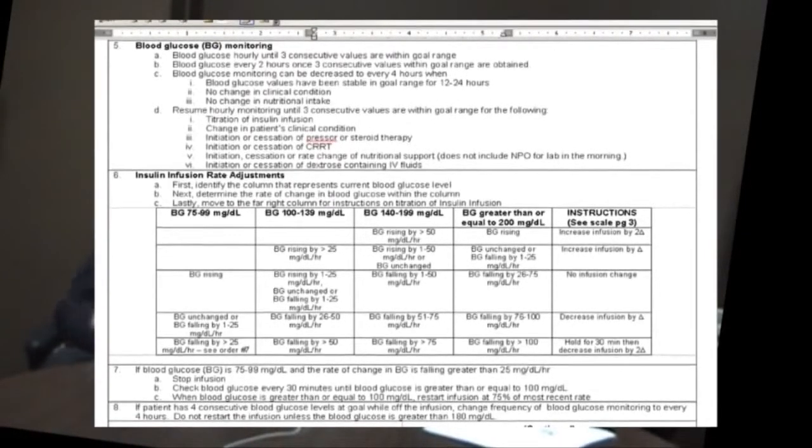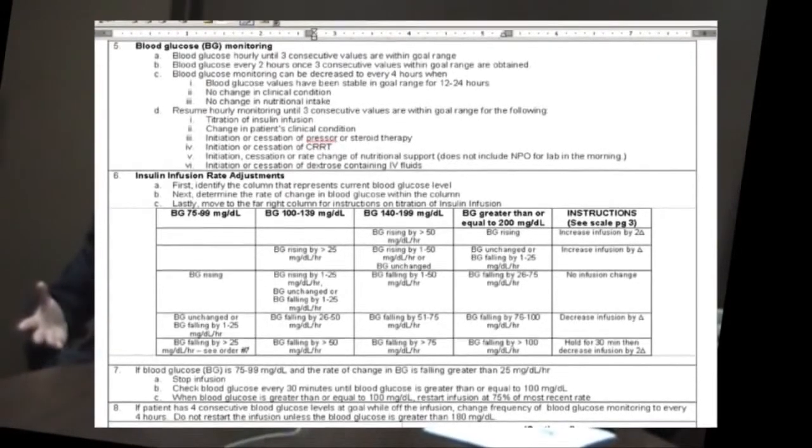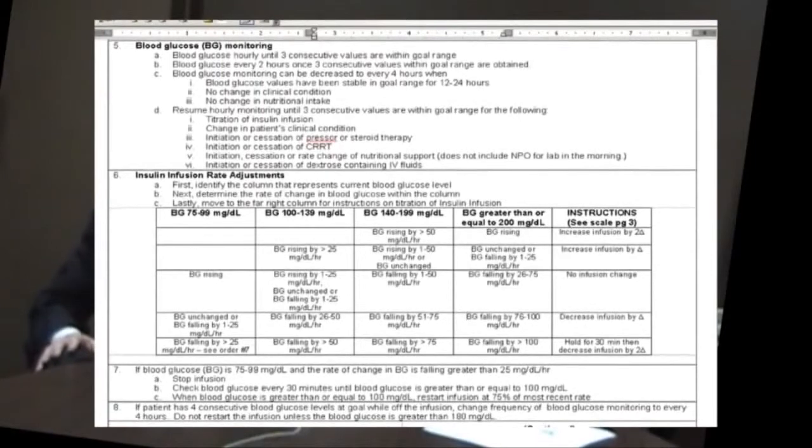As far as the maintenance of the IV insulin infusion, that depends on several things, as we've talked about before. What is the glucose now? Which way is the glucose going? And how much insulin is the patient actually receiving? As an example, let's say the patient's glucose is 140 milligrams per deciliter, and it was 89 milligrams per deciliter an hour before. That would mean it increased by about 51 milligrams per deciliter in the past hour. So we would be in this column over here.